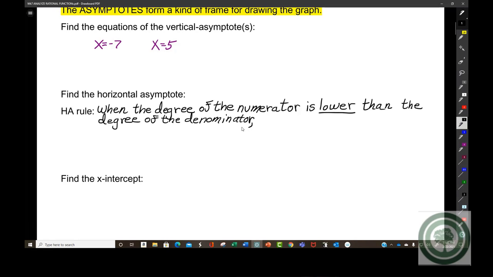When the degree of the numerator is lower than the degree of the denominator, the horizontal asymptote is automatically the x-axis. The x-axis has an equation. It has an equation like every other line.